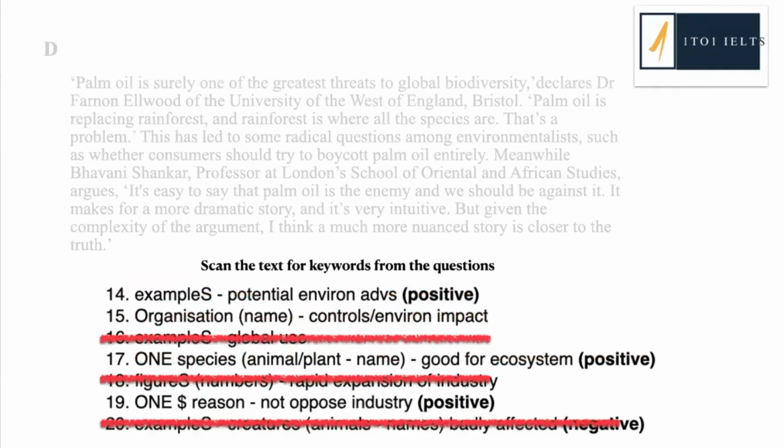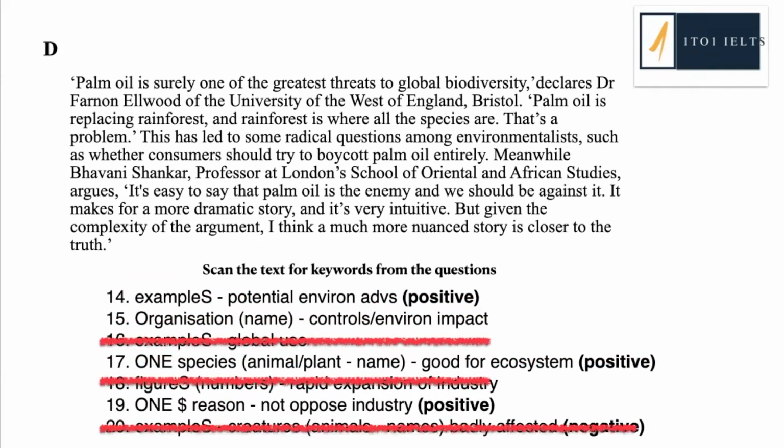We move on to the text of D. Now this time we have 3 answers already crossed out, so we're only looking for a possible 4 answers here. Pause the video, read the text quickly. Once you're ready, let's go through the process again. Are there any examples of potential environmental advantages? The simple answer is no.